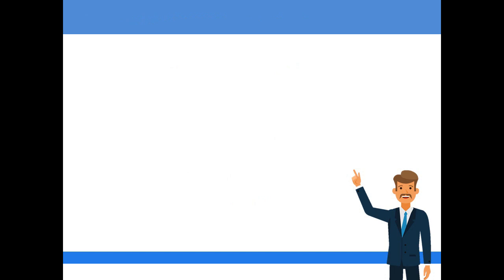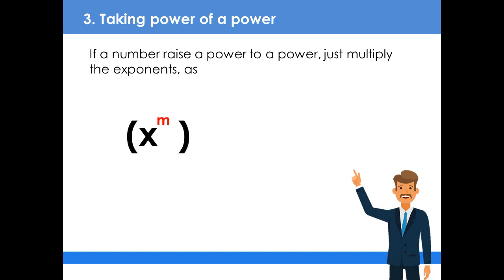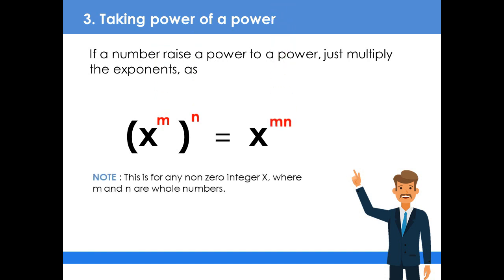Third law, taking power of a power. If a number raised to a power is raised to another power, just multiply the exponents: x raised to m whole raised to n equals x raised to m into n.